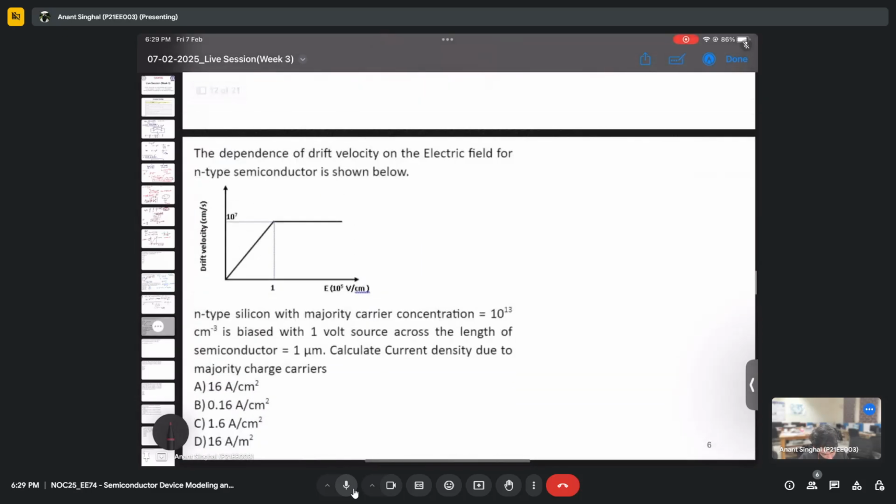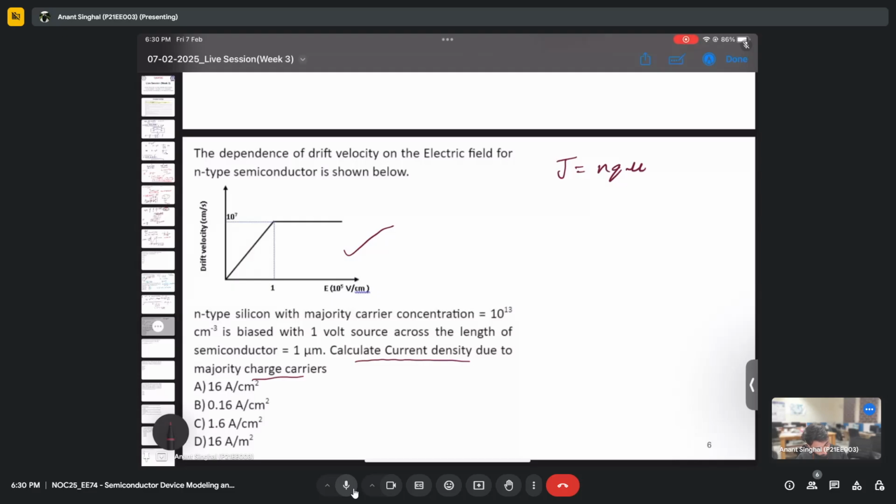We have the same problem again, or it's different. Yeah, it is different. So now we have again the same plot. The values are same. It is biased with the same thing and same length. So what you need to do is calculate the current density due to majority charge carrier. I hope you are already aware about the concept of current density. Current density is nothing but, you might have seen this relation, NQ mu.